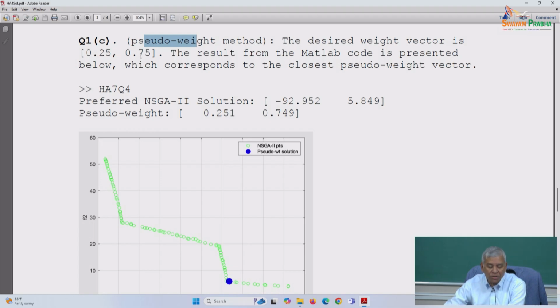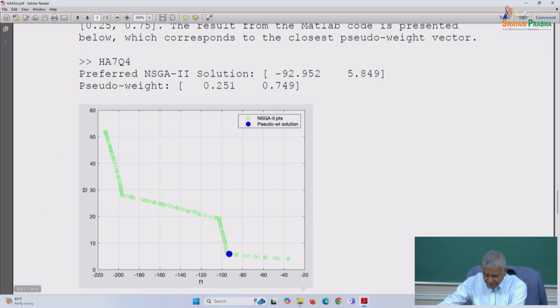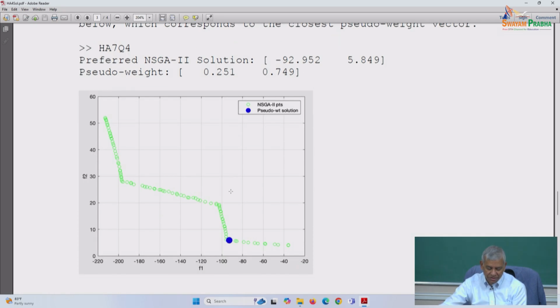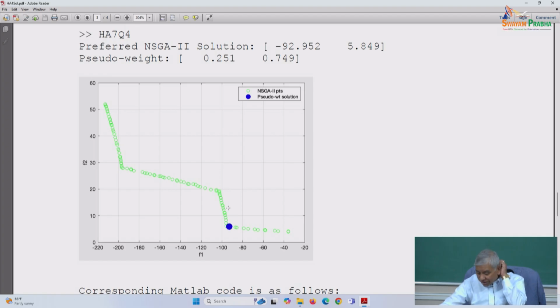When it's 0.25, 0.75, it means f2 is 3 times more important than f1. So that means you are going to have a solution closer to the minimum of f2 because f2 is given more importance. Here is f2, the minimum of f2 is here, so I got this point as a result, which seems to be okay. It's closer to the minimum of f2. You can try by changing these weights and you will see that you will find different results you are going to pick. So that's your exercise for question 1.